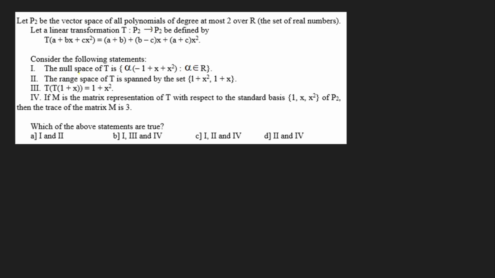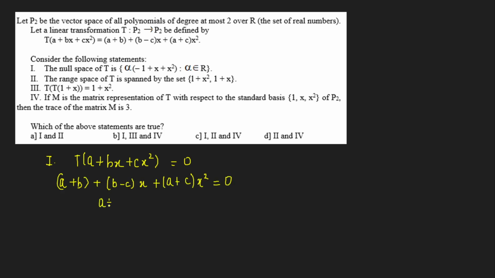For the null space, I have to take all the elements which T takes to 0. For the range space, I'll see what kind of elements T maps to. So let's start with my first statement, which is about the null space. I can find the null space by taking T(A + Bx + Cx²) = 0, that means all the elements get mapped to 0. So I'll have (A + B) + (B − C)x + (A + C)x² = 0.